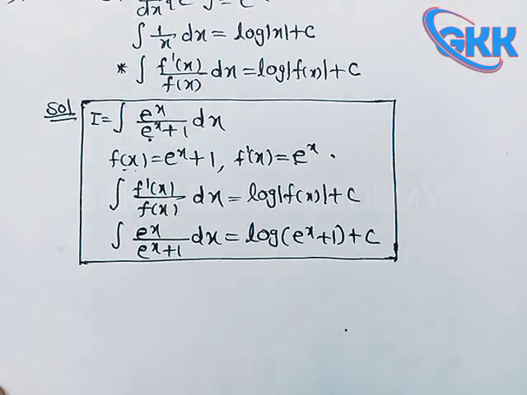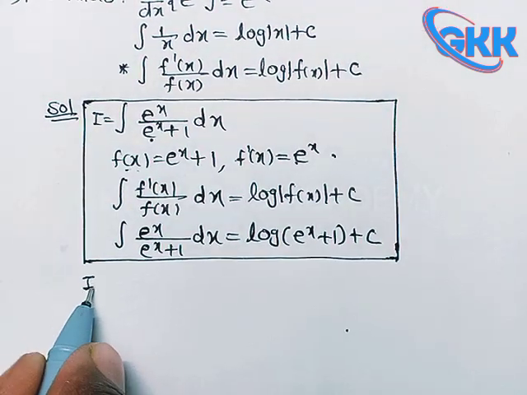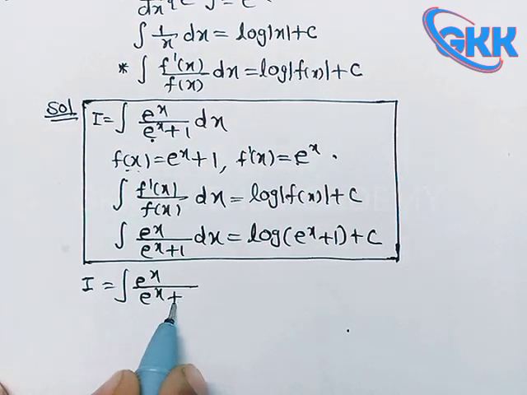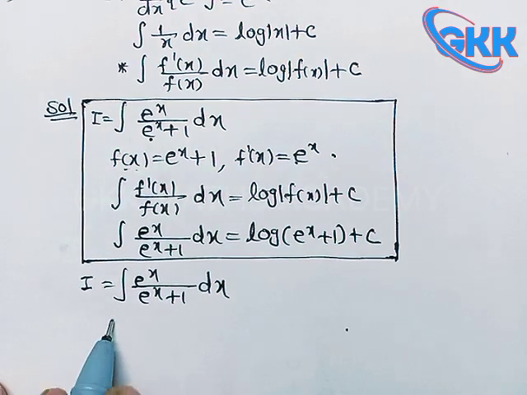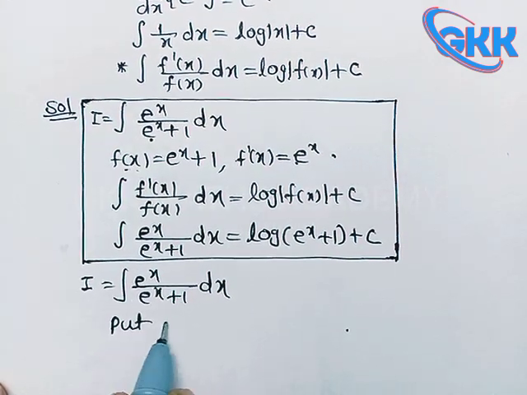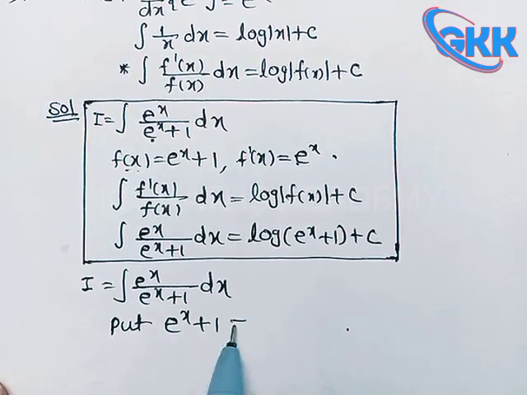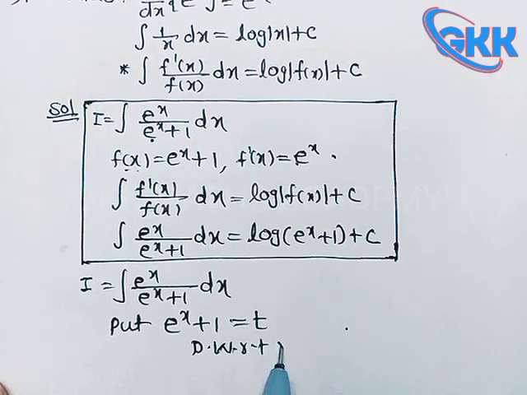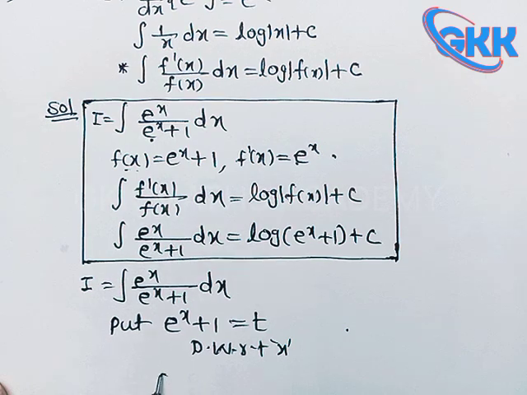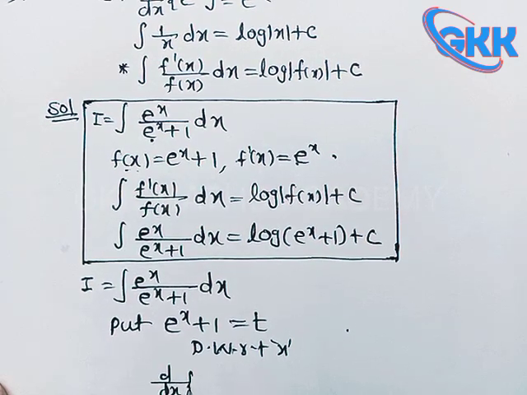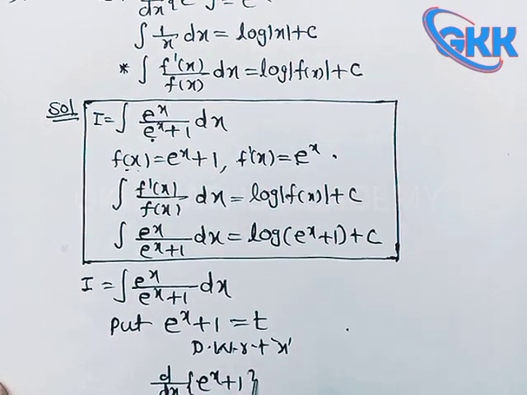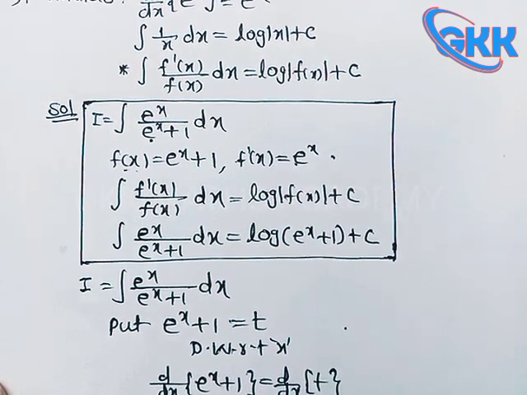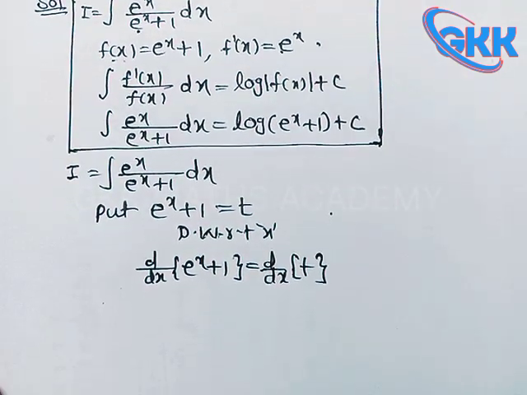Otherwise, now method 2. I is equal to integral of e power x upon e power x plus 1 dx. Put substitution: the denominator you take as t. Now differentiate with respect to x. D by dx of e power x plus 1 is equal to d by dx of t. Now what will we get here?